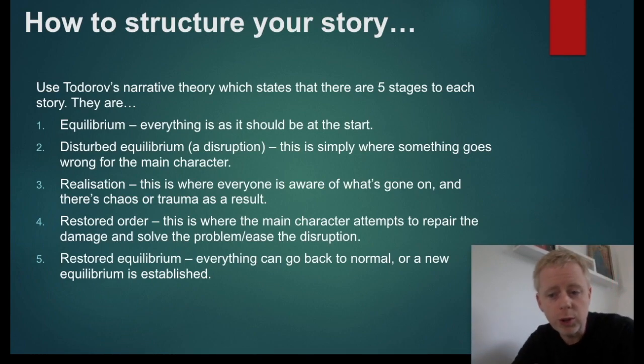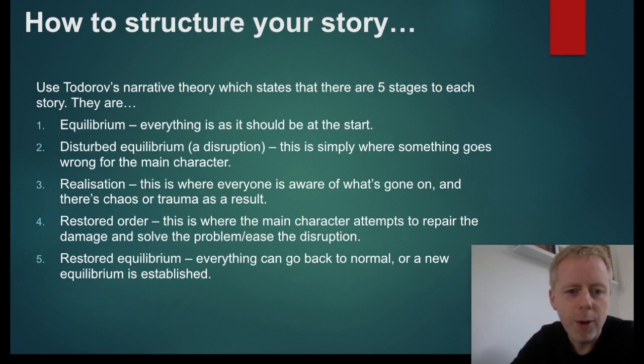Okay, how to structure a short story, the narrative piece. Well, nobody specifically asked me for this, but I thought I'd drop this in here anyway. You could use Todorov's narrative theory, which states, and you don't need to know that, just that there are 5 stages to each story. There's the equilibrium, where everything is as it should be at the start. And that's the exposition, the setting the scene.